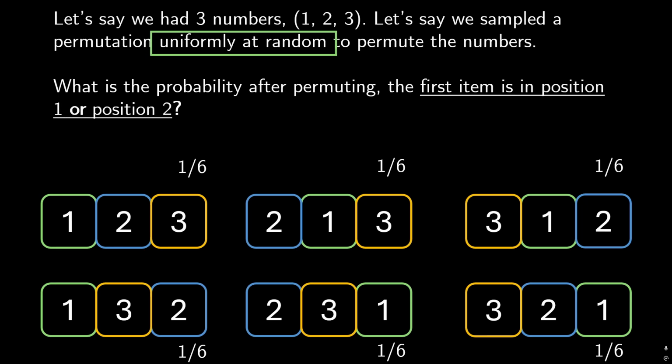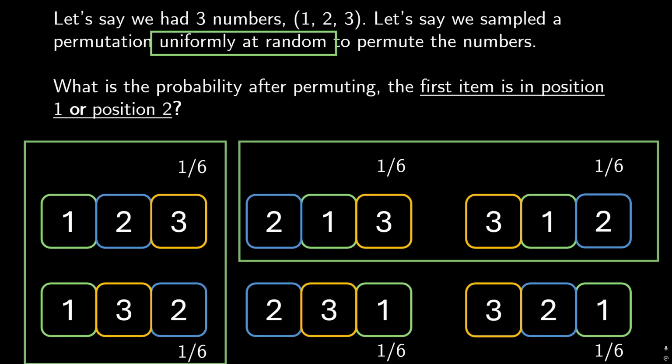Okay, the last one. What about the probability that after permuting, the first item is in position 1 or in position 2? There are 2 ways to do this. One way is you could just manually count it. My event consists of 4 outcomes that we care about, the ones that I've drawn out in the green box here. There are 4 of them. There are 6 total outcomes. So 4 over 6 is 2 over 3.